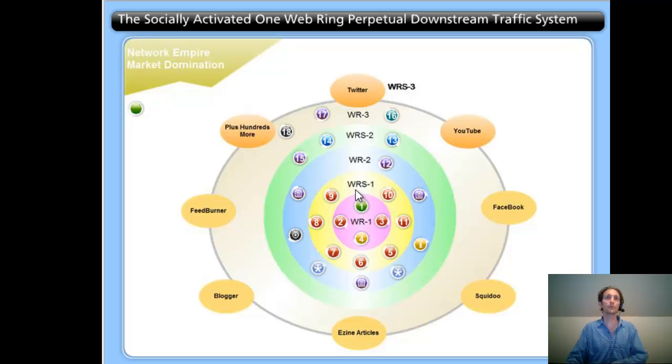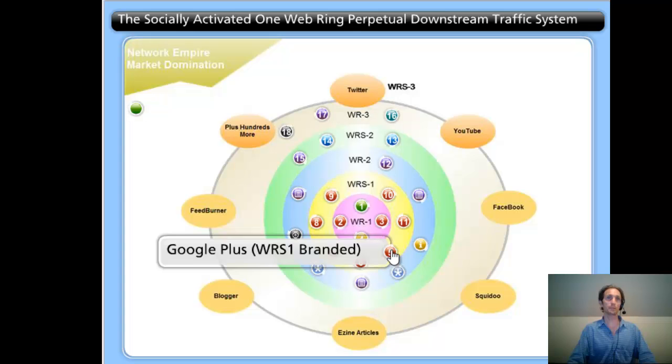Okay, and it's very important to recognize and decide whether or not certain platforms are useful for your business and industry and niche market. So knowing that we've already completed the WR1, number 5 would be your Google Plus, WRS1, your social WebRing, in your social WebRing steps.